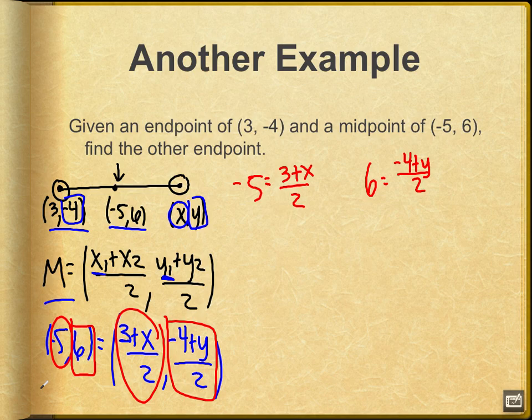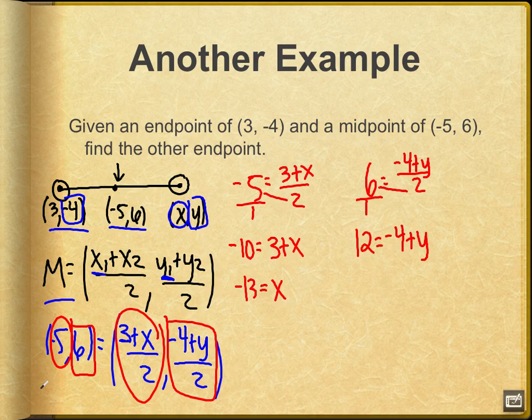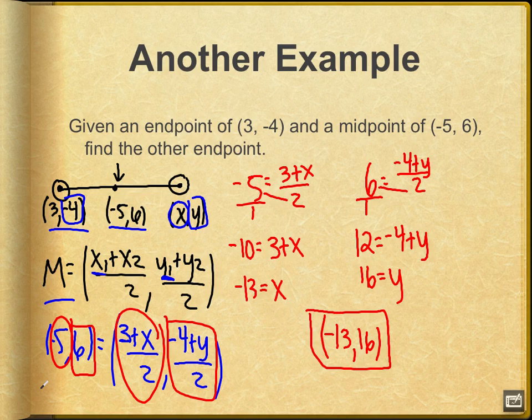Starting with this x equation, put your -5 over 1. Now do cross products. -5 multiplied by 2 is -10. I get -10 is equal to 3 add x. If I subtract 3, I get x is equal to -13. Okay, for the y's, put 6 over 1. 6 multiplied by 2 is 12. I get 12 is equal to -4 add y. If I add 4 to both sides, I get 16 is equal to y. So then our other endpoint is (-13, 16). Okay, so this is a little bit longer. This is when you're given one endpoint and the midpoint.